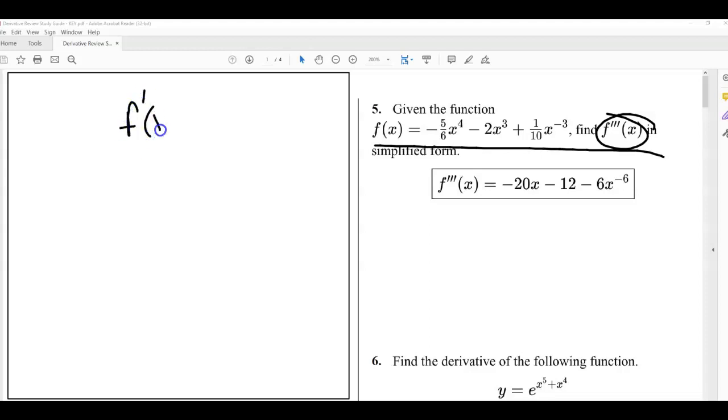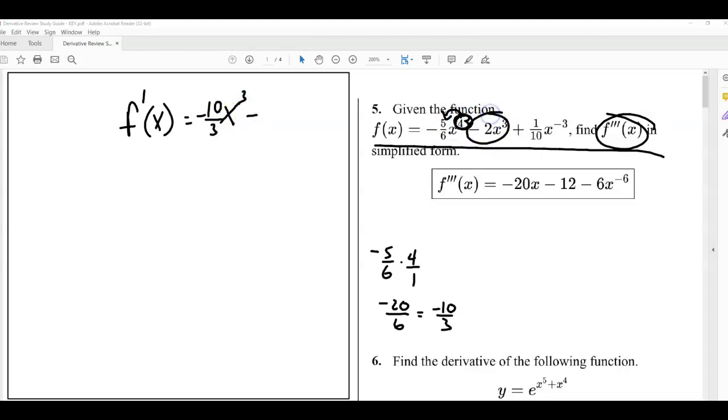So let's do f prime, the first derivative. Take your 4 and multiply it times the fraction, negative 5 over 6 times 4. You can think of that as 4 over 1. That would be negative 20 over 6, which reduces to negative 10 thirds. So negative 10 over 3 x to the, and then we take 1 off of the power, and it's 3. And we're just going to continue that. Same thing here. Multiply the number in front, take 1 off the power, and so on.